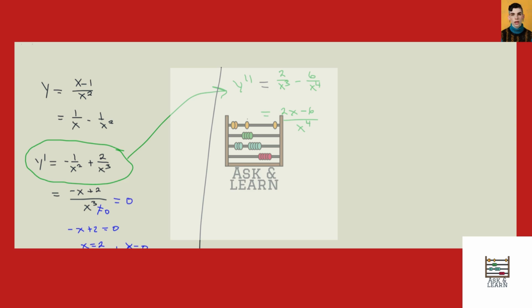And now to find our possible points of concavity, remember we're going to go ahead and set this equal to 0. And so that would give us 2x minus 6 is equal to 0. Let's divide each side by 2, so we get x minus 3 is equal to 0. Add the 3 over, so we get x is equal to 3. So this is one of our possible points of inflection. And then remember, we also want to make sure to look at points where the denominator is equal to 0, which would just be 0. So again, it's going to be 0 and 3.